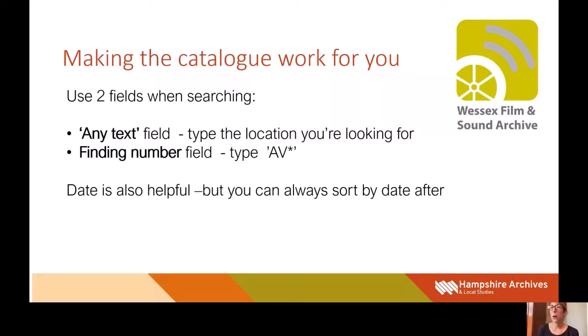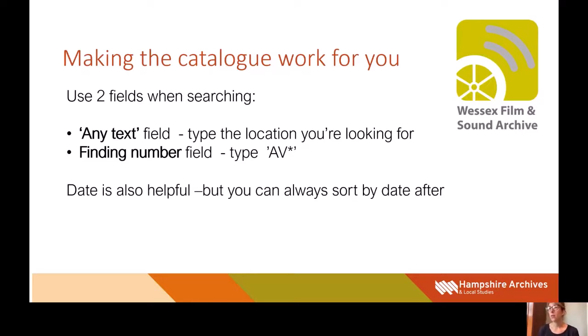We're now going to talk about making the catalogue work for you in terms of finding material. We've talked about how using the right words, the keywords, can be quite challenging, but I would advise when you're looking at our CALM catalogue to keep it quite simple and only use 2 search fields. The 2 fields I'm going to suggest you use are the any text field, where you might type in the location that you're looking for, and the finding number field. And I'm suggesting that you include AV with an asterisk, which is a wildcard.